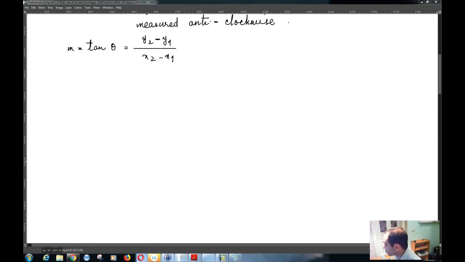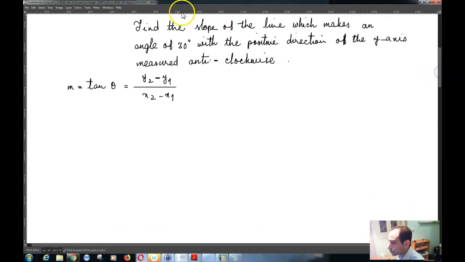Okay, so now again, the question that we had was: you want to find the slope of the line which makes an angle of 30 degrees with the positive direction of the y-axis, meaning that you have a line over here, and suppose that your line is, let's suppose, with the positive direction of the y-axis.